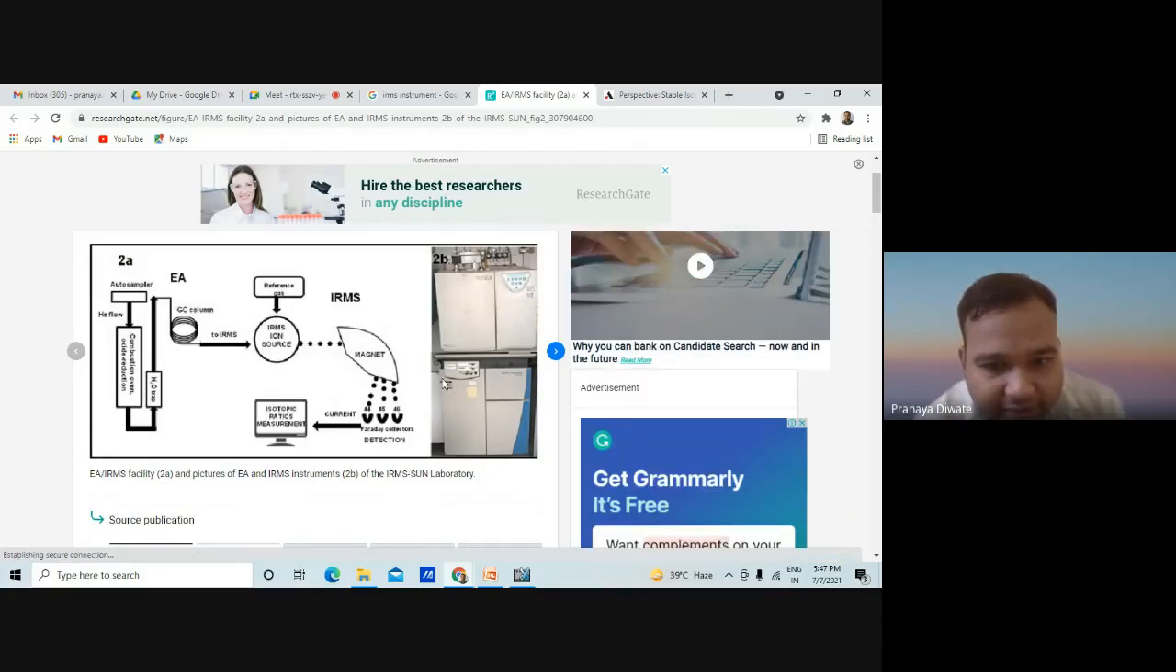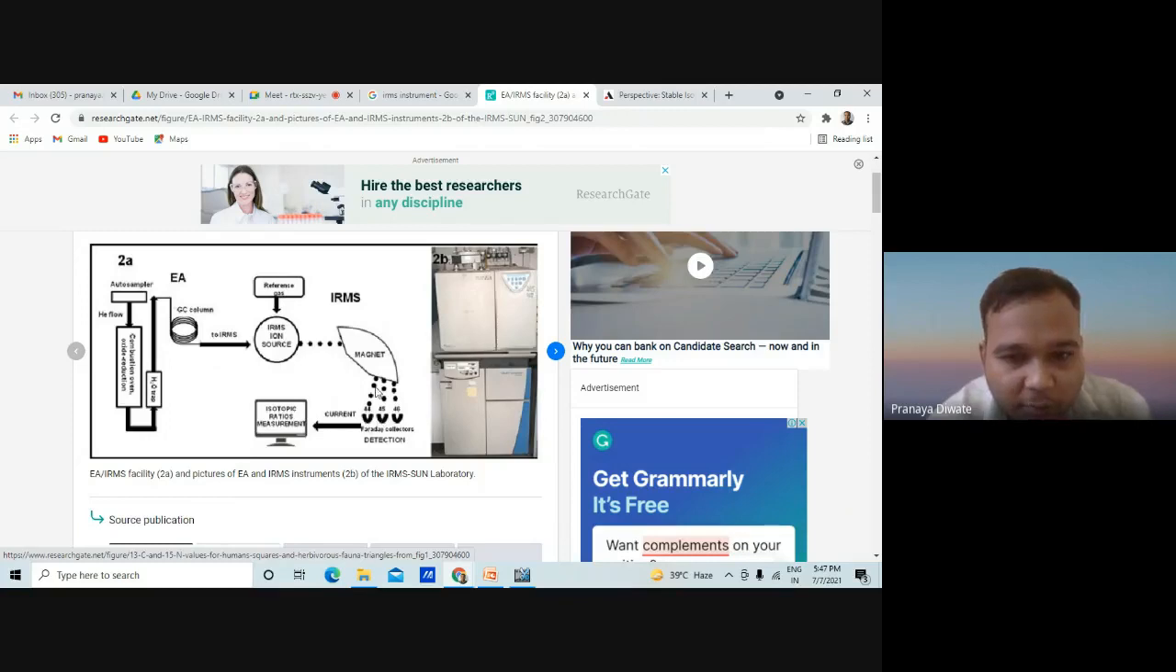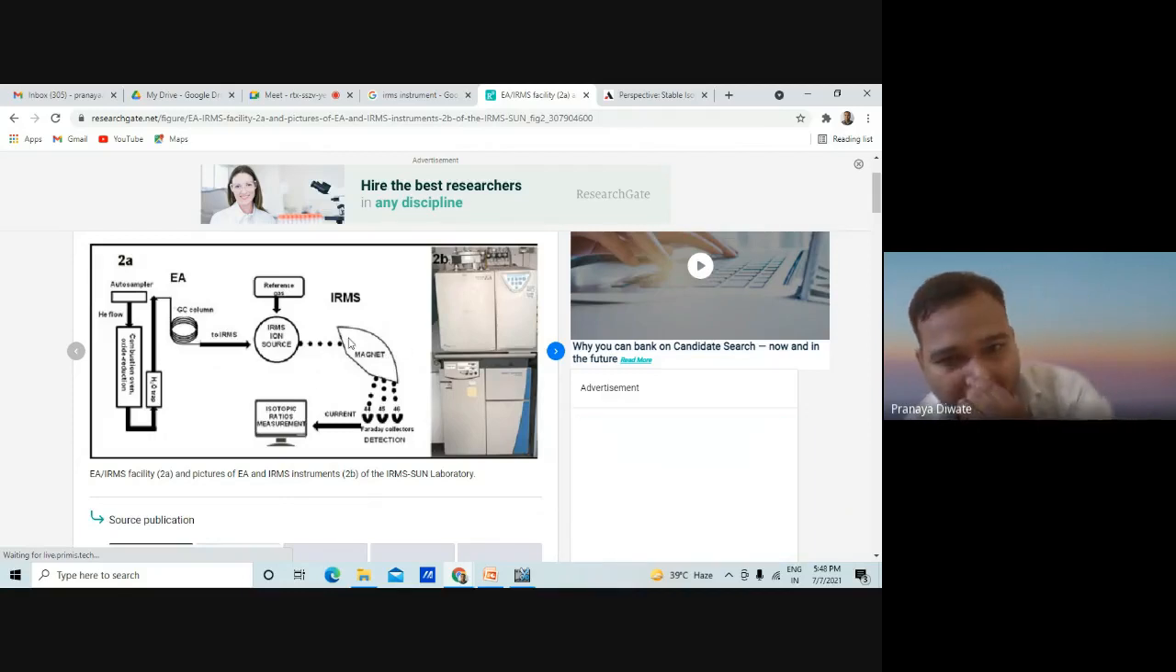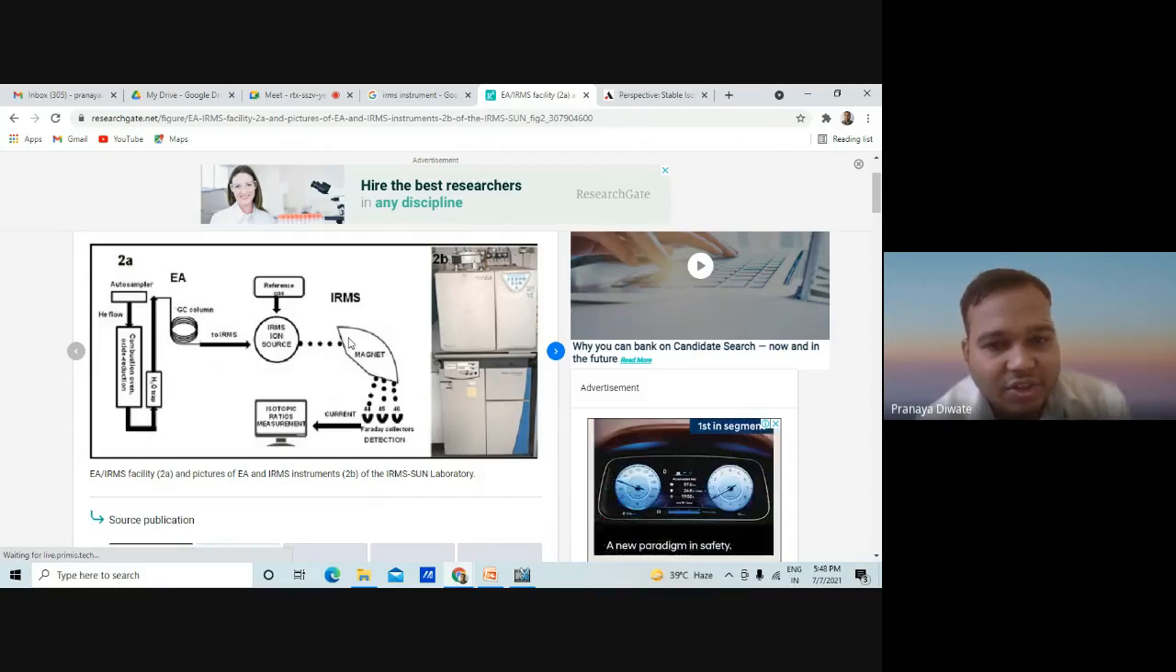So you can see that there is a 46, 45, and 42. Three different elements get separated from each other in different areas. So this is how you can have the IRMS. This is what you can have from IRMS, and a different kind of structure.